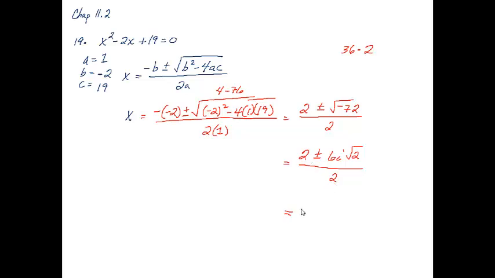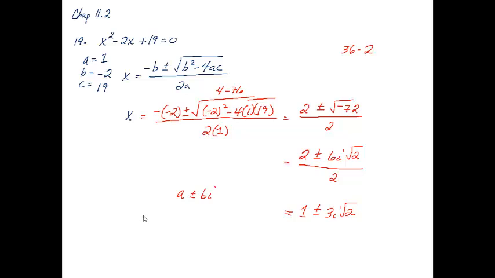So this becomes 1 plus or minus 3i square root of 2. Okay, make sure you're leaving your answer in the form a plus or minus bi if it has a complex number. Okay, good.